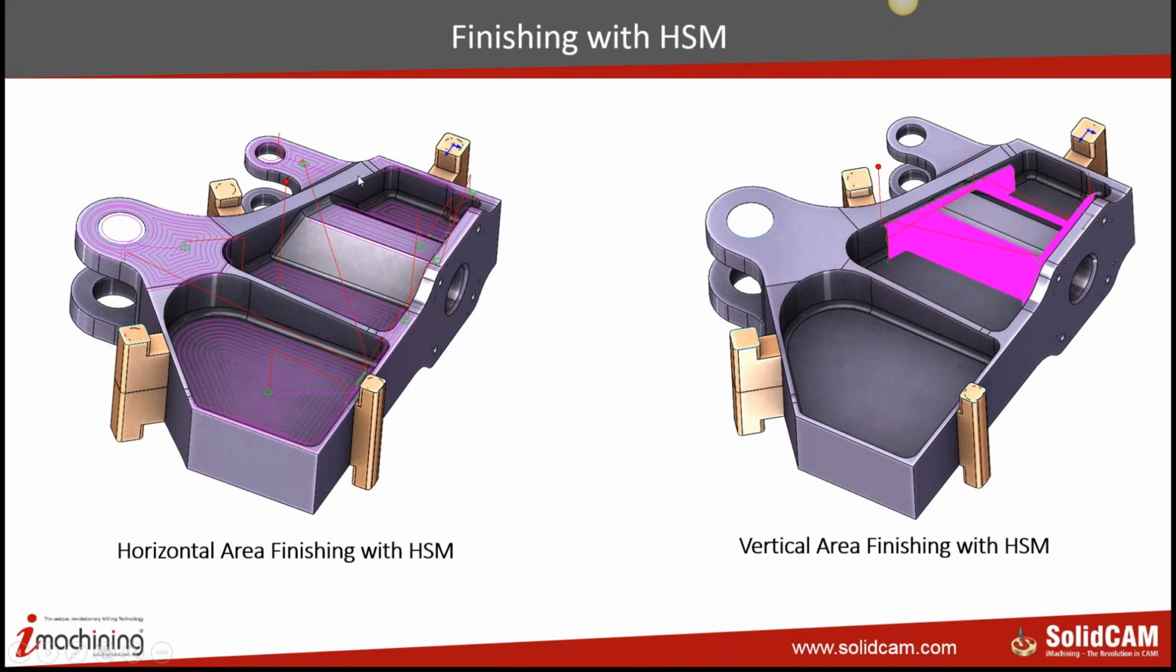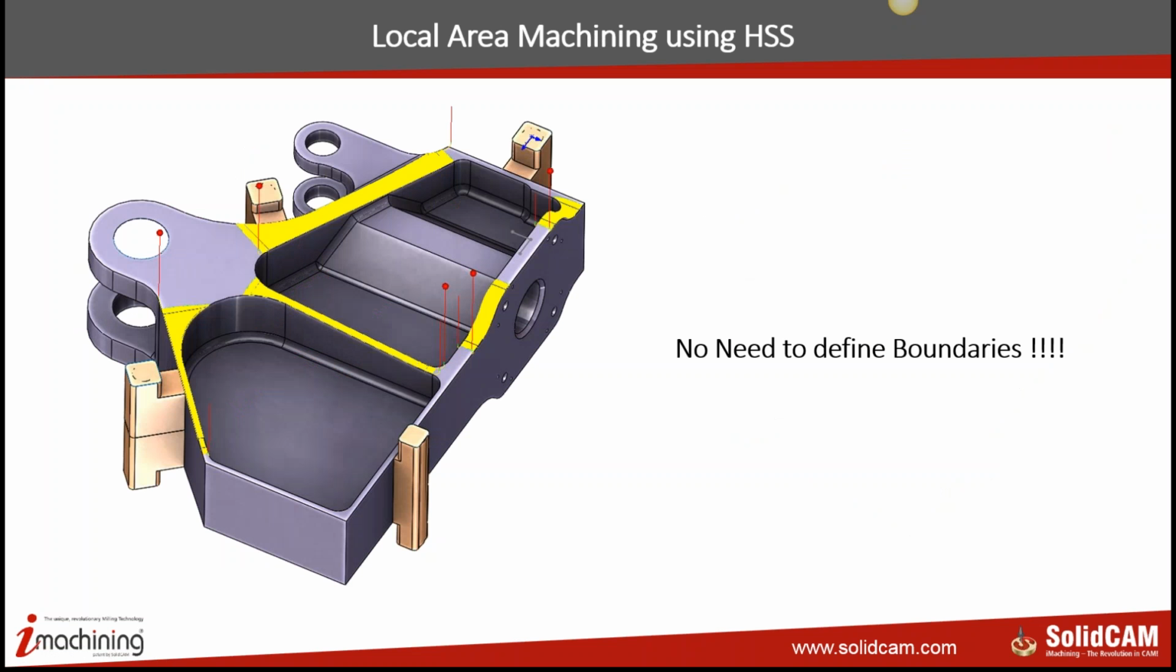For example, the top ribs were most nicely finished using HSS, and the biggest point here was there was no need to define any kind of boundary. We just had to pick the surface, apply the strategy, and you had the toolpath. And the best part of HSS is everything inside can be controlled by the user. Okay, so the user has amazing control over the entire process of machining. You could just pick a few surfaces, define the strategy, and your toolpath is done.